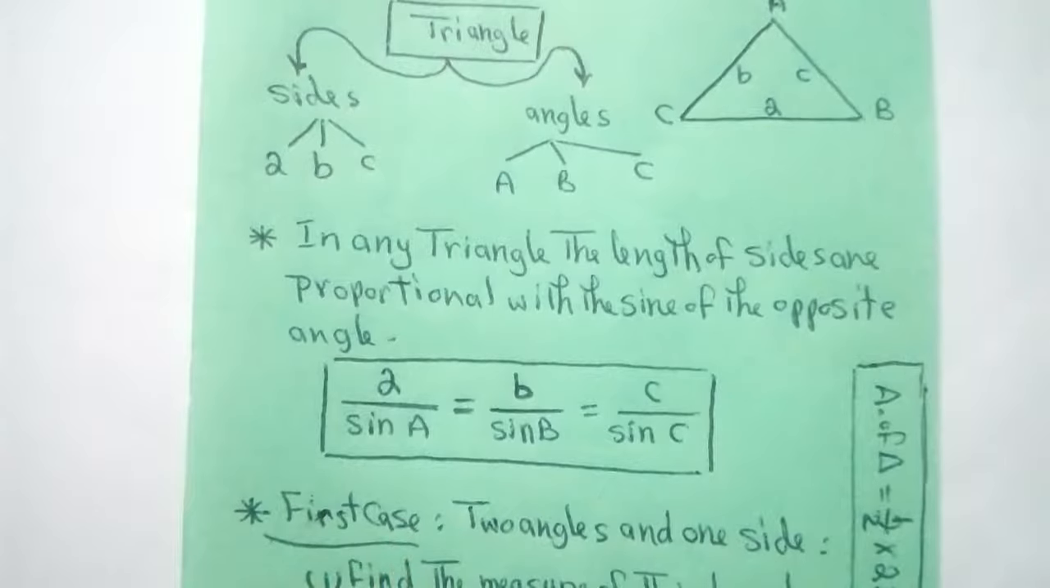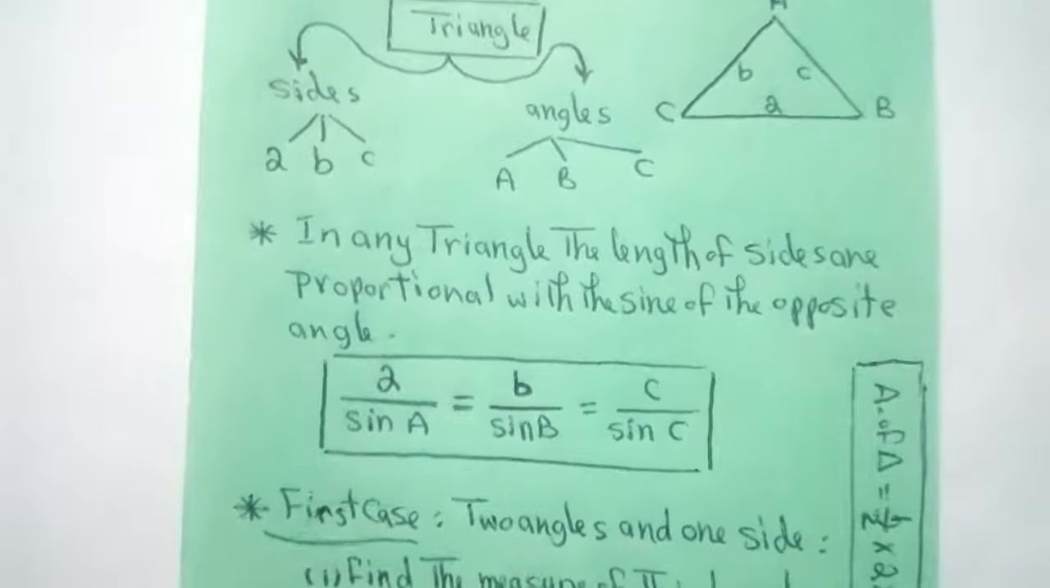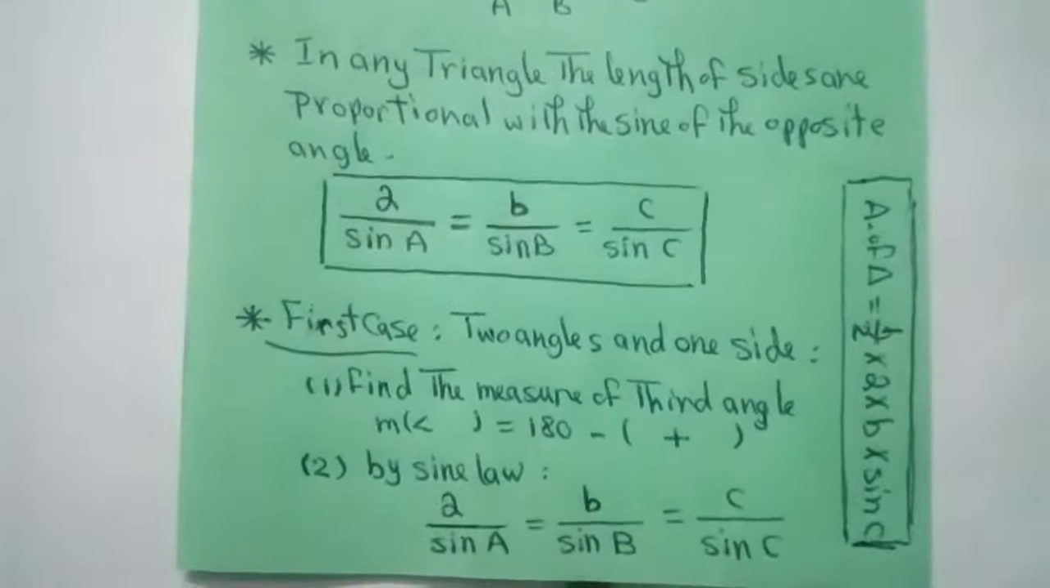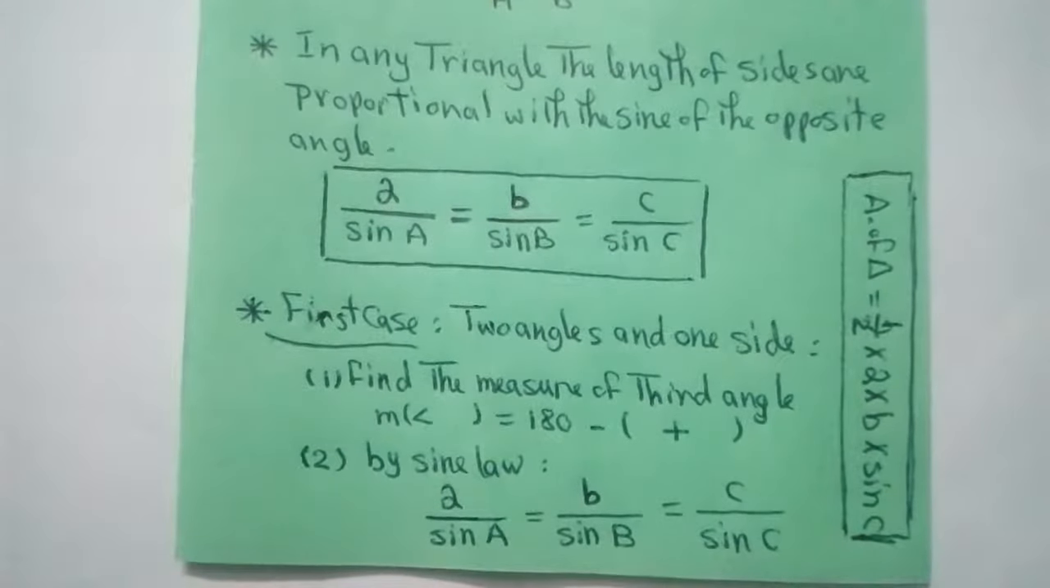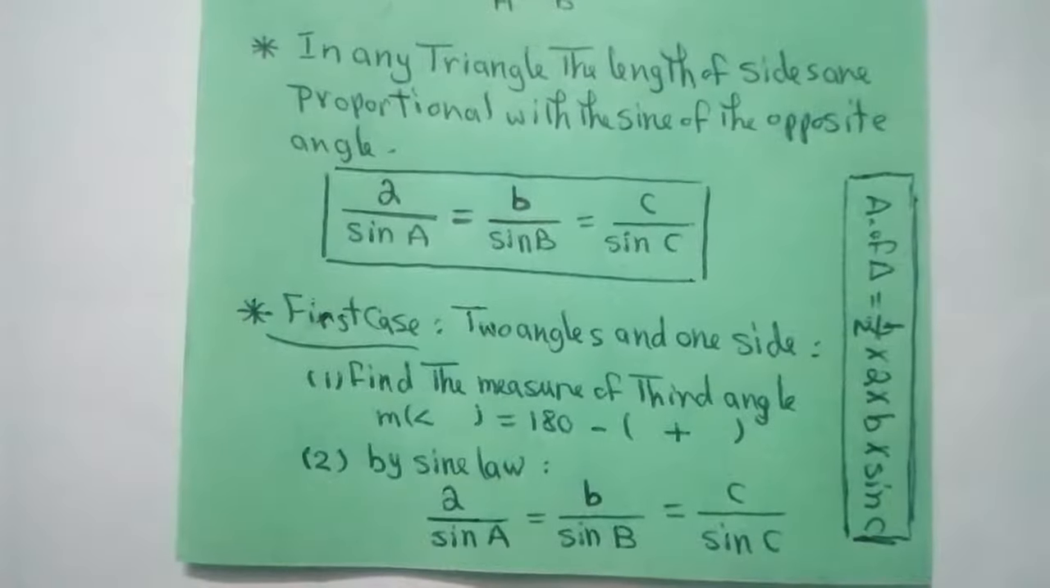The first case: if it gives me two angles and one side, we find the third angle by the rule: measure of the angle equals 180 minus the sum of the two angles. Then by the sine law, a over sine A, b over sine B, c over sine C, we get a, b, c by cross multiplication.